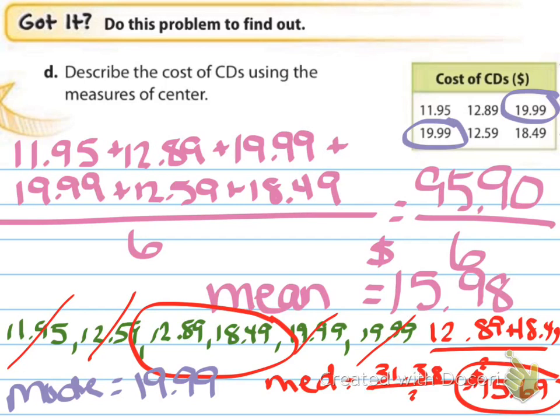All right, so these are our 3 measures of the center: our mean, median, and mode.